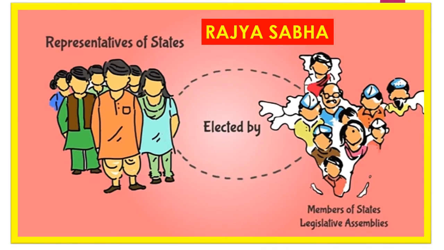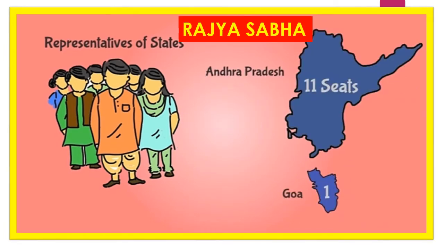Now, how are the members of the Rajya Sabha chosen? They are elected by the members of the Legislative Assembly. When we have state elections, we also elect our MLAs, and once they form the government, they elect the members from various states. They vote and elect members to the Rajya Sabha, and that is why the Rajya Sabha is called the representative of states or council of states. Now, how many members will the state send? That is also decided on the population of their place. Like Andhra Pradesh will send 11 members to the Rajya Sabha, Goa will send only 1.